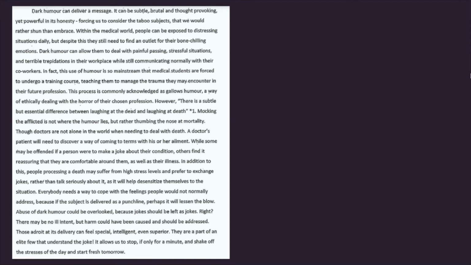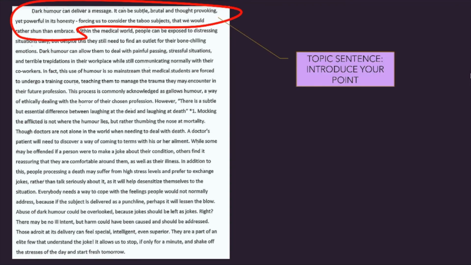So this was an essay about dark humour and the importance of dark humour, a persuasive essay. Quite a long paragraph here, but still follows that structure. We've got this sentence up here that introduces what they're going to be talking about. They're going to talk about dark humour, delivering a message, and dealing with taboo subjects.